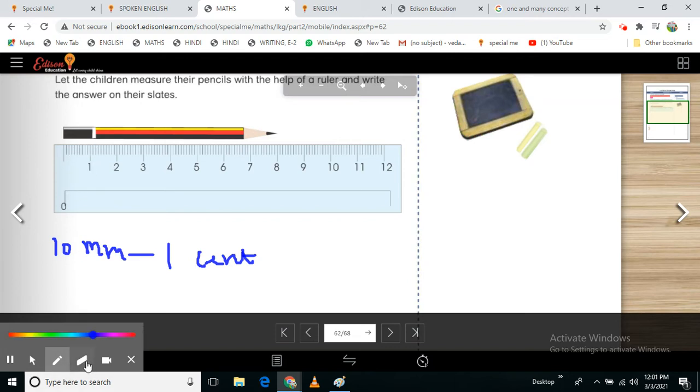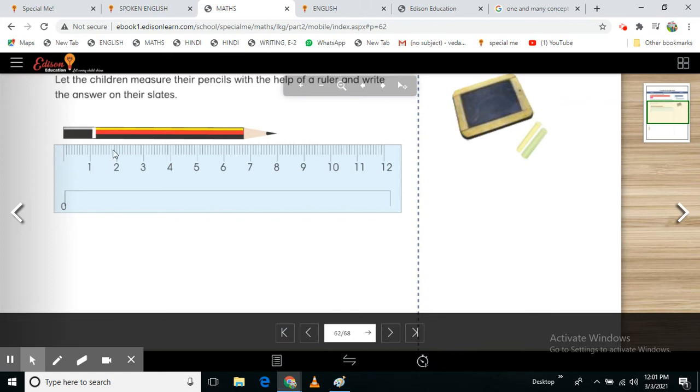Now see, this is number 1, and after 10 lines, means after 10 millimeters, 2, then after 10 millimeters it's 3 centimeter, then 4 centimeter, 5 centimeter, 6 centimeter, 7 centimeter, 8 centimeter, 9 centimeter, 10 centimeter, 11 centimeter, and 12 centimeter.